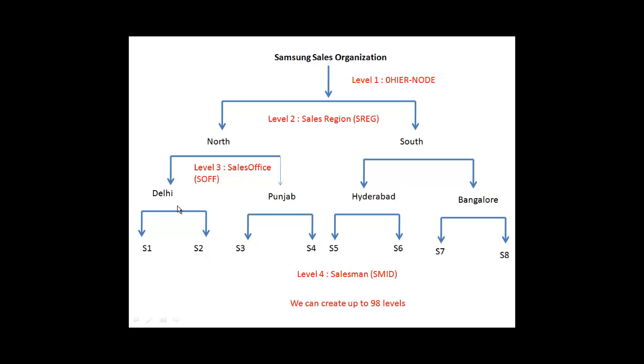And under each sublocation we have a different salesman working under particular locations. So we already created a salesman ID for this. This is called level 4. We don't need to create any new info object. Like this we can create up to 98 levels in SAP BW.